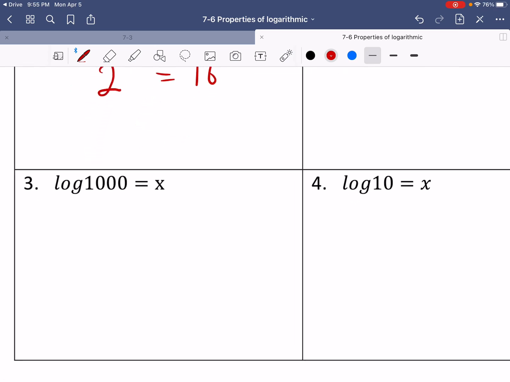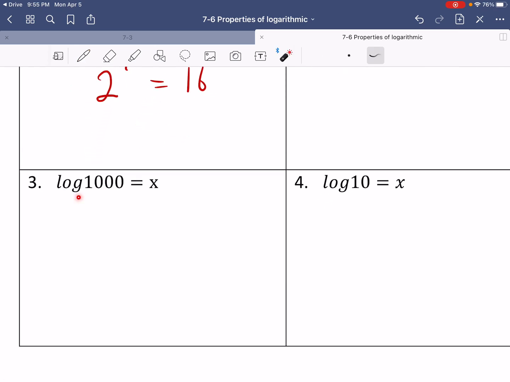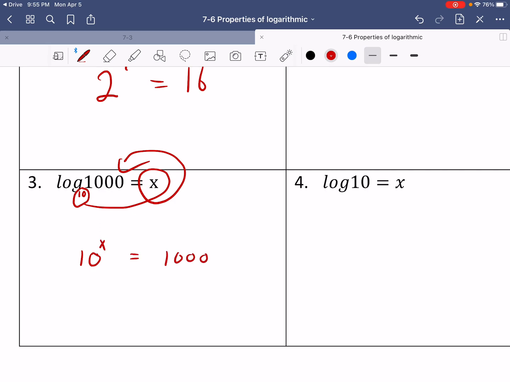Now, what about in this case? What if you don't see any base? And what's going to happen in that case? Well, if you don't see any base, then there's a hidden number 10. Like there's a 10 as a hidden base. So same thing. It's 10. So it's going to be 10 to the x power is going to be equal to 1000. That's what you're going to do.